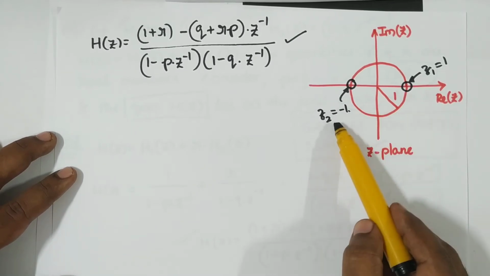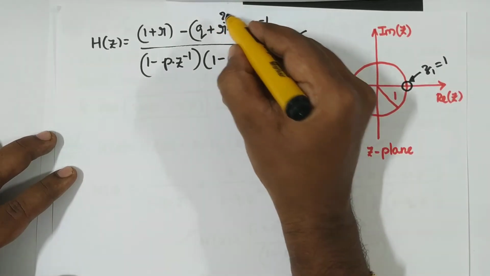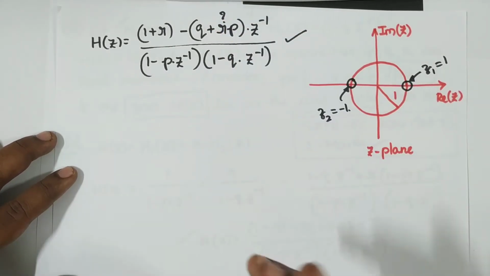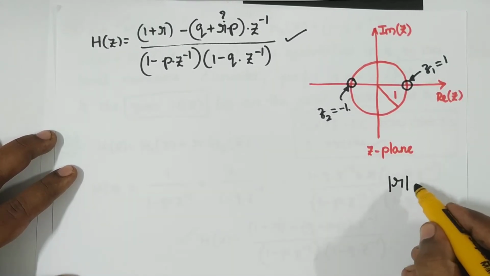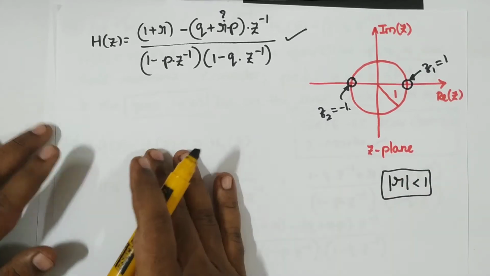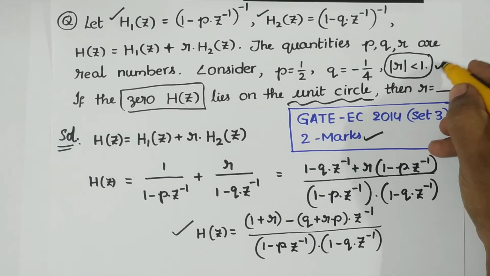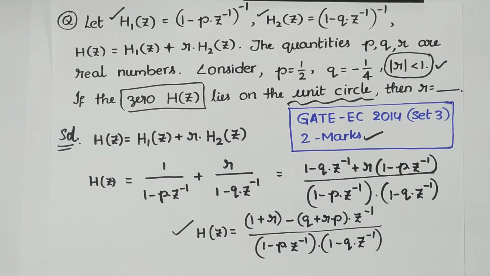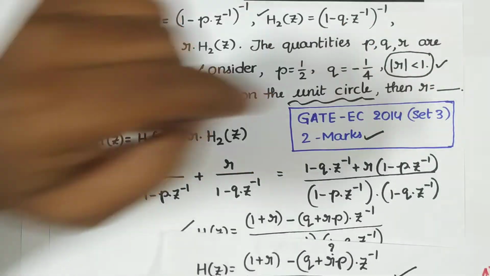Now in case 1 and case 2, we will try to find the value of r. That value, whatever we get in case 1 and case 2, must satisfy the condition modulus of r less than 1. Whichever satisfies this condition will win, and that is the answer for r.